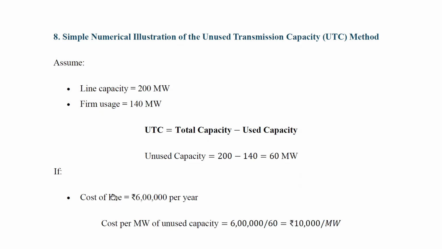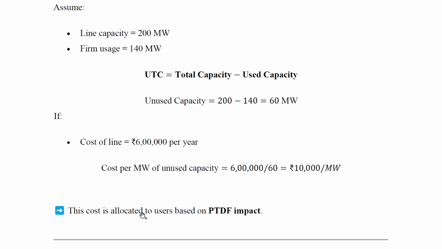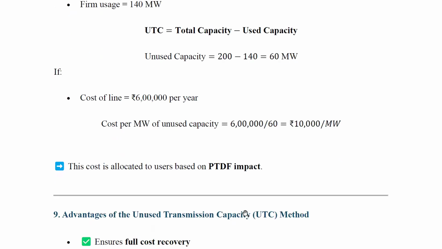So the cost of the line is, say for example, 6 lakhs per year. The cost per megawatt of unused capacity is 6 lakhs divided by 60. That means this is the fair cost, that is 10,000 per megawatt of unused capacity. So you need to pay the 6 lakhs plus this 10,000 per megawatt for the unused power also. This cost is allocated to the users based on the PTDF impact.